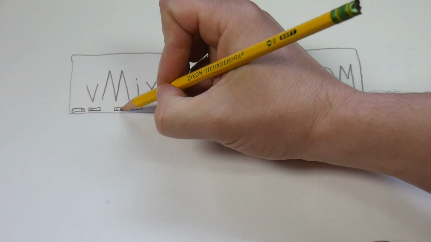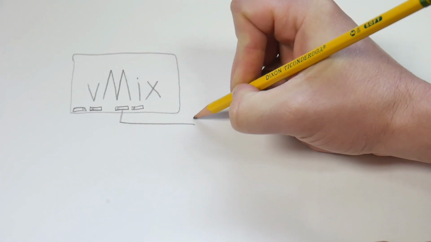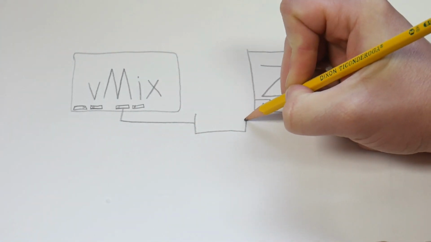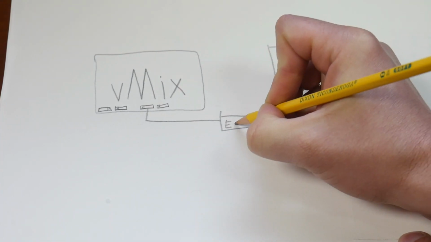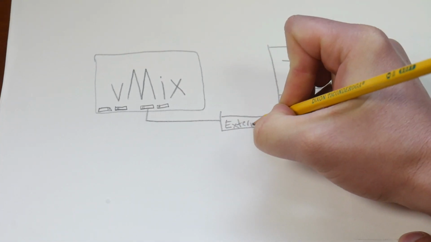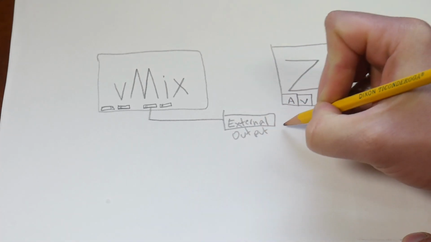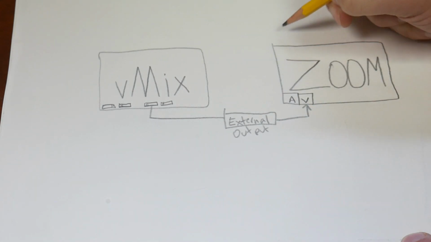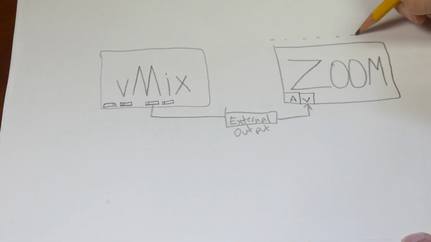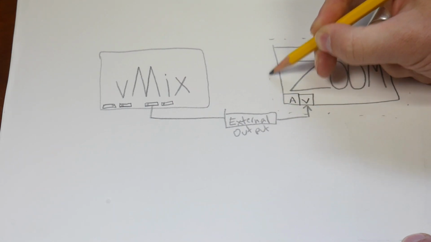So vMix on the left, Zoom on the right. Let's cover the video part first because that's really simple. Essentially, vMix has what they call an external output. And when you enable that external output, it can pump any of the video that vMix is using to any other software that can pull in a webcam. So obviously Zoom can do that. We'll show you how to select the virtual webcam output of vMix and bring that into Zoom.